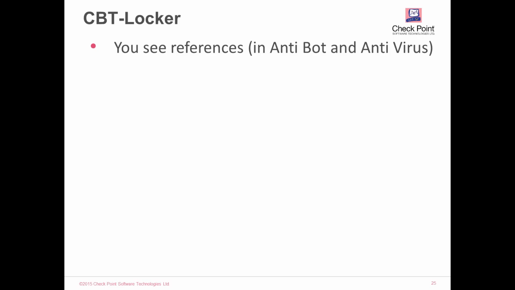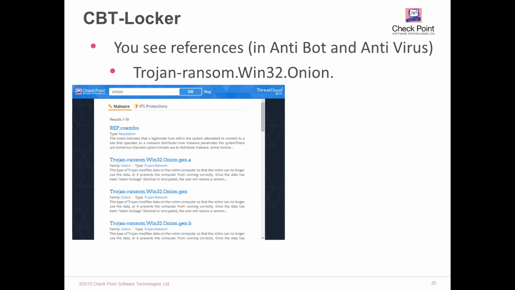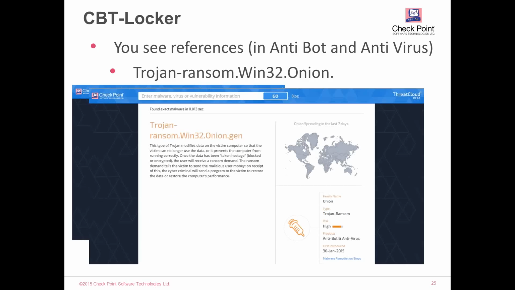So what did the guys do, and how do you get protected? Well, if you look in any of our tools, in our threat wiki, or in some of our other resources, in the antibot and antivirus technology, you'll see trojan-ransom.win32.onion. That's the name it's been given. If you type that into our Threat Cloud services, you can see there are 20 different results based upon this one piece of malware. Any of those I can click through, and I can see where it's come from, where we are seeing it, what kind of risk it is, how we protect against it, and what happens if it lands in my network.